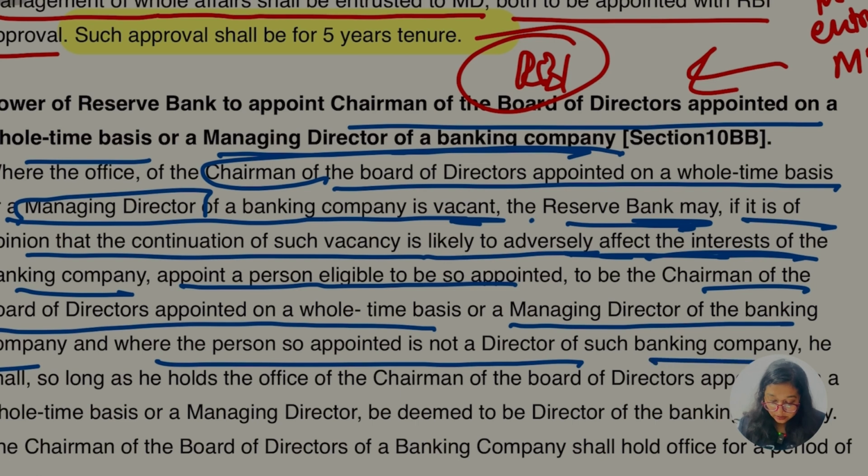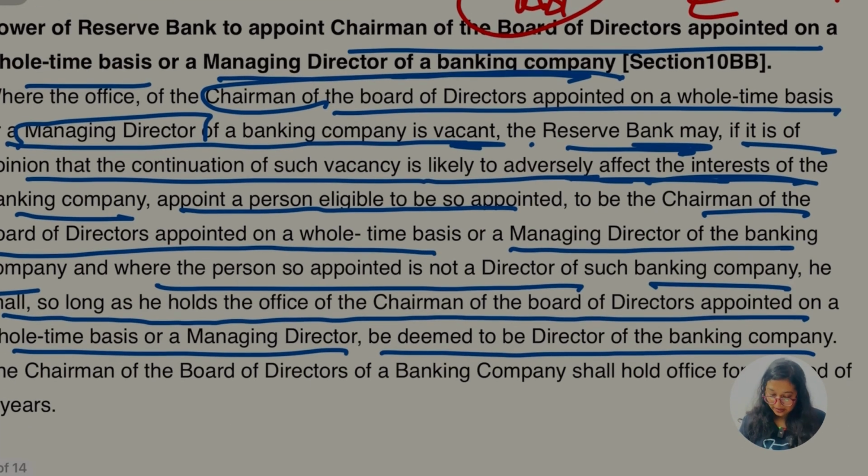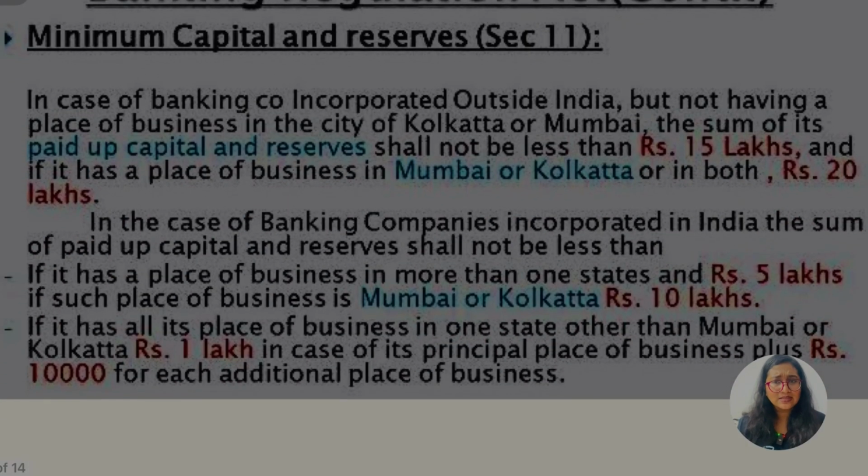And where the person so appointed is not a director of such company, he shall, so long as he holds the office of chairman of the board of directors appointed on a full-time basis or managing director, be deemed to be a director of the banking company. So what if the vacancy arises and the person appointed is not a director? In that case, he is deemed to be a director of that banking company. And again, the tenure: the chairman of the board of directors of a banking company shall hold office for 5 years. Hope this was also clear to you.